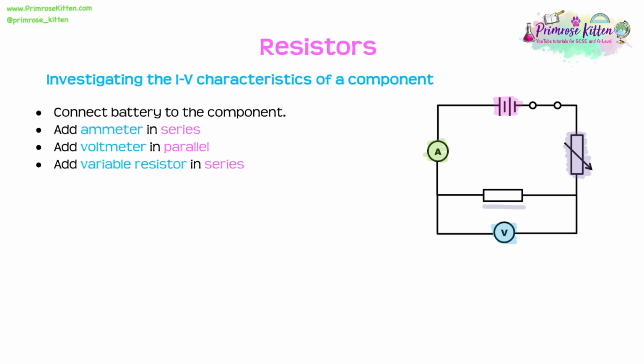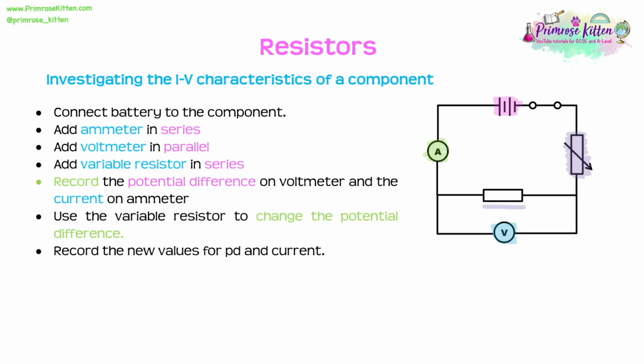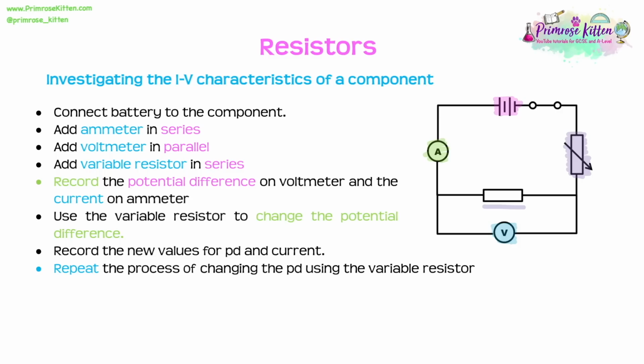We then want to record the potential difference on the voltmeter and the current on the ammeter. Once we've done that, we now want to use our variable resistor to change the potential difference. We're now going to record the new values for potential difference and current. We're going to repeat this process by changing the potential difference using the variable resistor several different times until we get enough different pieces of data.